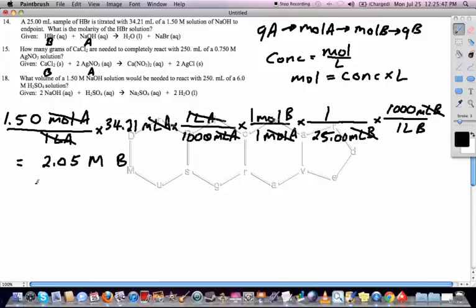And what I'm going to do here is go ahead and do this out. We'll start off with the volume this time, and this is going to be A. And I'll multiply it by the concentration. The concentration given is 0.750.